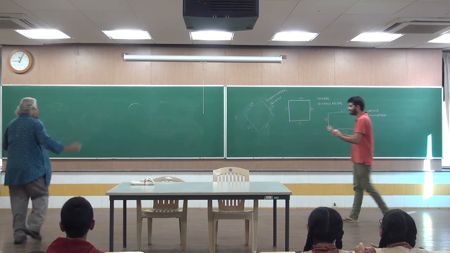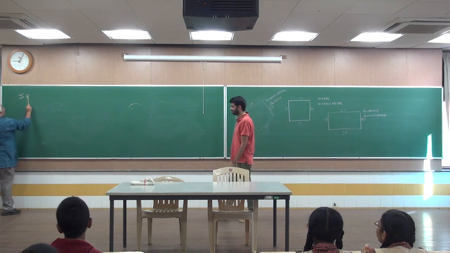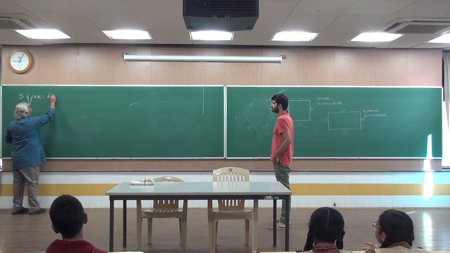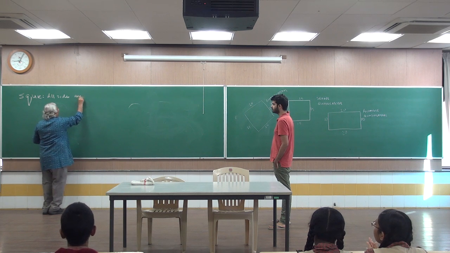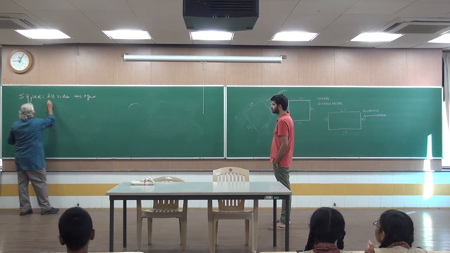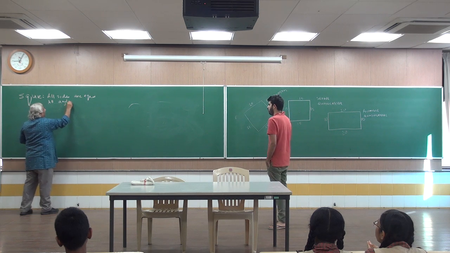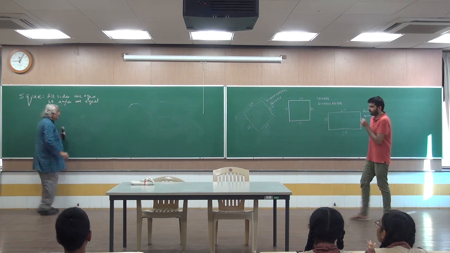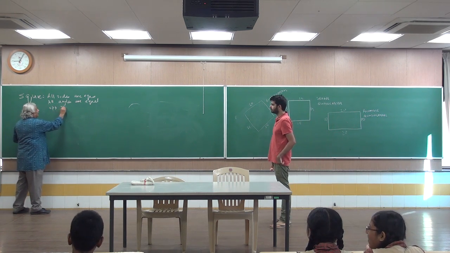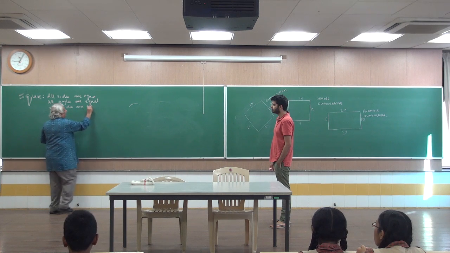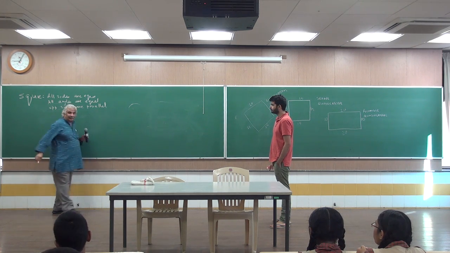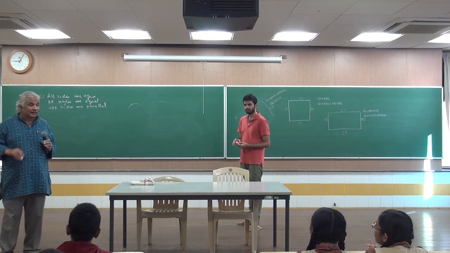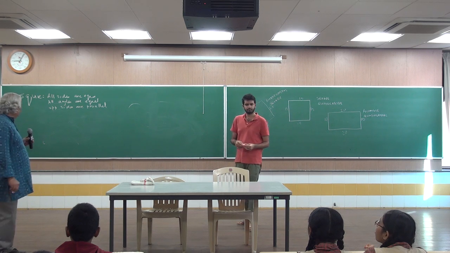Wait, I have to write it down. Okay. What's a square? All sides are equal and all angles are equal. Opposite sides are parallel. Is that sufficient for a square? Okay. And rectangle?